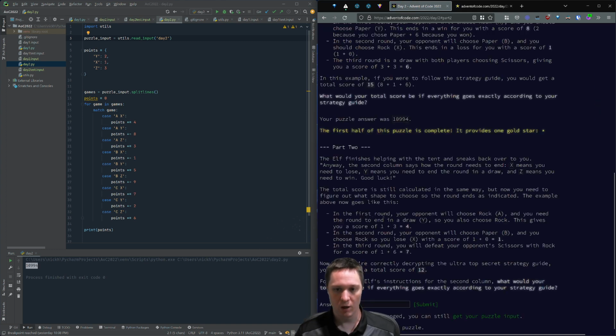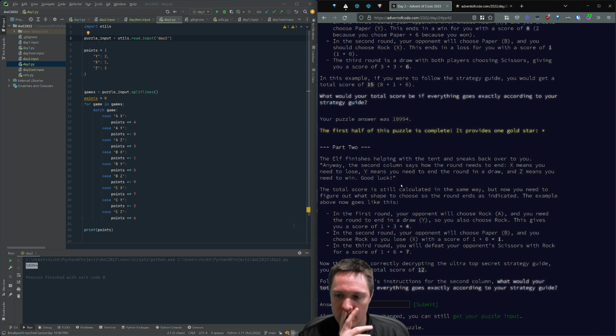We're probably going to not want to hard code this, but anyways. So X means you need to lose, Y means you need to end the round in a draw, and Z means you need to win. Okay. Now you need to figure out what shape to choose so the round ends as indicated. Yeah, see, I don't think hard coding is going to help us here. We'll see. First round, they'll choose rock, and you need the round to end in Y. So this gives you a score of 1 plus 3. Wait. Okay, so they just mean different things.